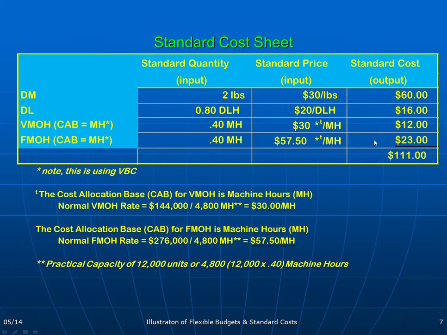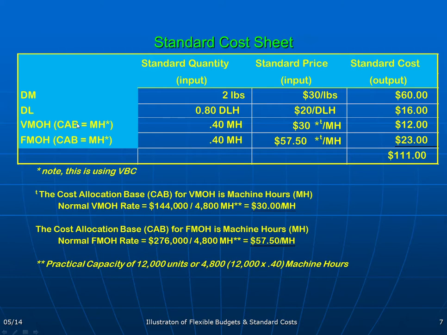So just like we did back then, what's the first thing that we want to do? We want to get a handle on what our costing system looks like. In this particular case, we've got a pretty simple costing system. We've got two cost categories, direct material and direct labor. Those are direct costs, and we've got two cost pools, one for variable manufacturing overhead and one for fixed manufacturing overhead. Because these are indirect costs, they will have to be allocated.